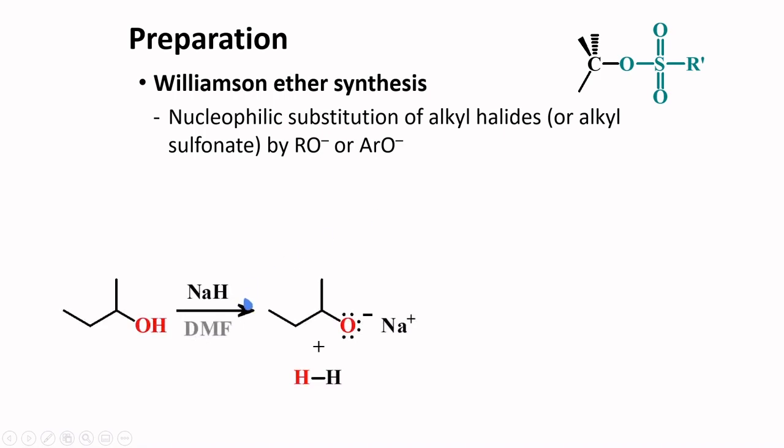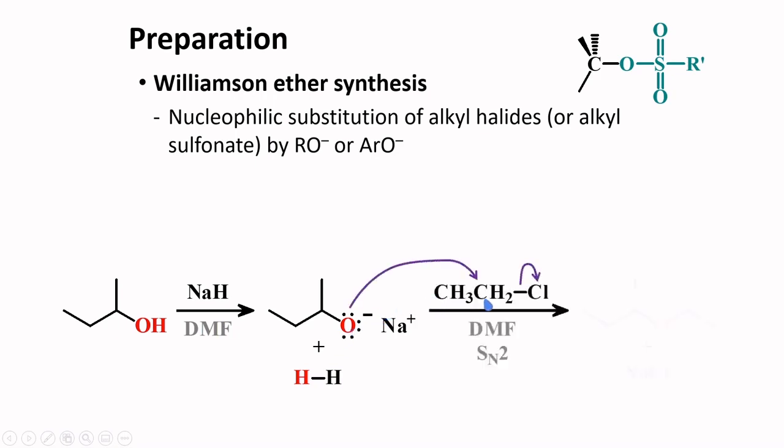Williamson ether synthesis often starts with an alcohol, and this alcohol is deprotonated via an acid-base reaction. You need a strong base that can remove a proton from the alcohol. I used here sodium hydride. The solvent is dimethylformamide. This process will readily form the alkoxide.